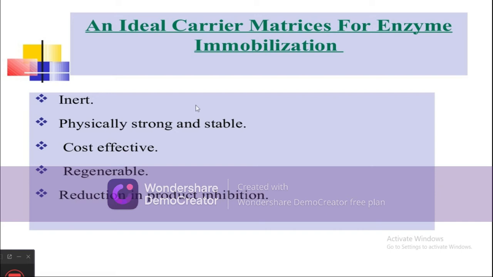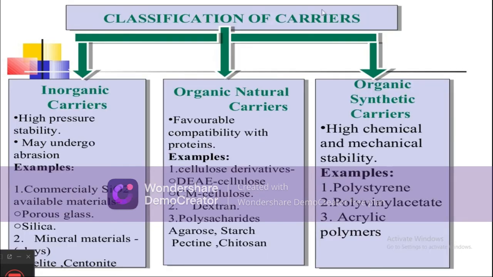Then second, physically strong and stable. Then cost effective, then regenerable, and reduction in product inhibition. So these are also very important in choosing the matrix. Then classification of carriers. We have three of them.